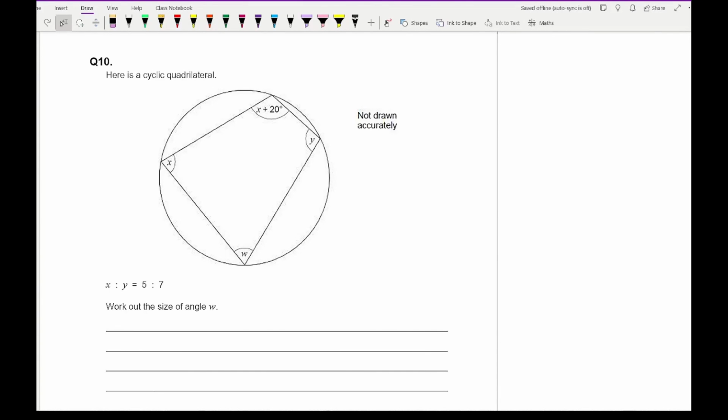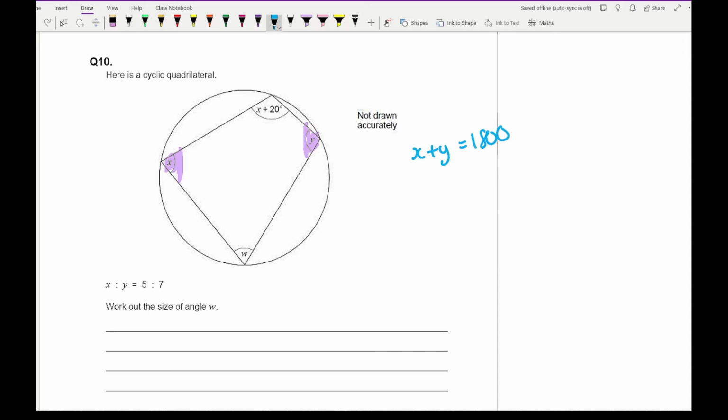So looking at question 10, it says here is a cyclic quadrilateral. And it says that x to y is in the ratio of 5 to 7, and we need to work out the angle w. So the first thing we should know is that these two angles here add up to 180. So x plus y equals 180.